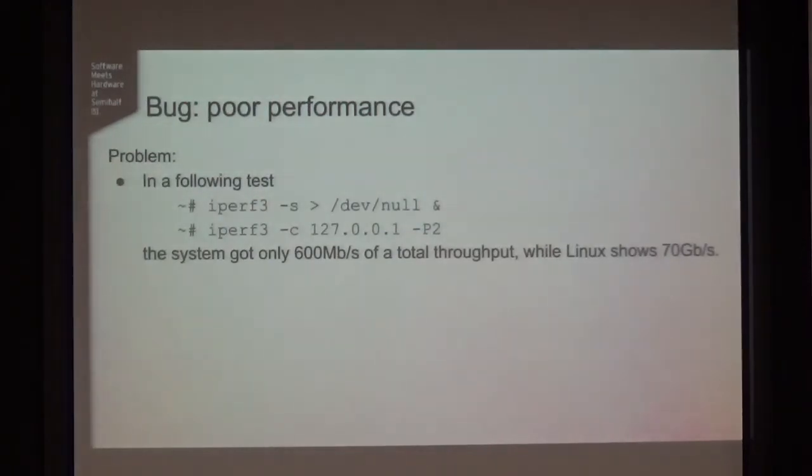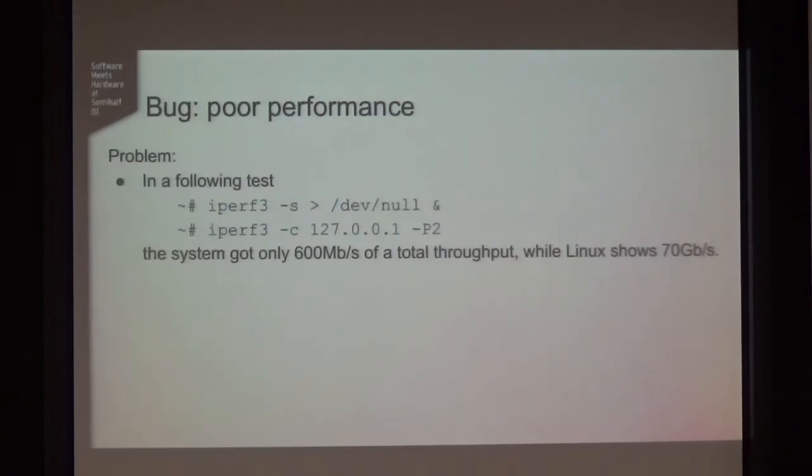Yeah, and the last one is the newest one. We pushed the fix 2 weeks ago. The test case was pretty similar. We had an iperf3 running over a loopback interface, and we compared Linux with FreeBSD. On Linux, we got 70 gigabits per second, while FreeBSD was not able to exceed 600 megabits. Yeah, what a piece of junk, right?